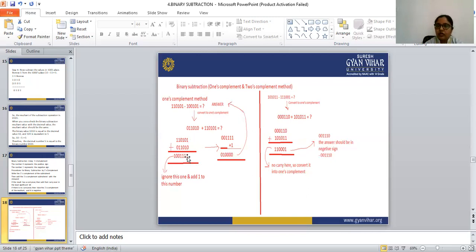1 plus 0. There are rules in binary addition, and we have seen that. The rule is 1 plus 0 is equal to 1, so I have written here 1. 0 plus 1 is again 1, so I have written here 1. Again 1 plus 0 is equal to 1, I have written here 1. Again 0 plus 1 is equal to 1.